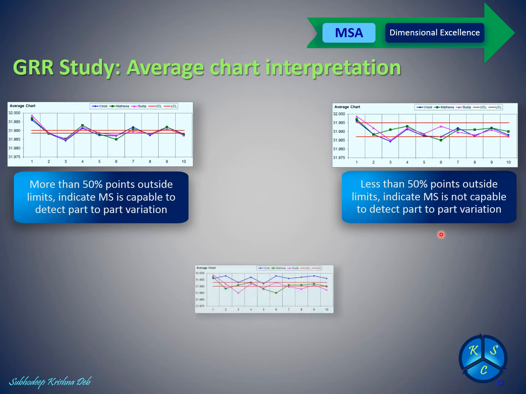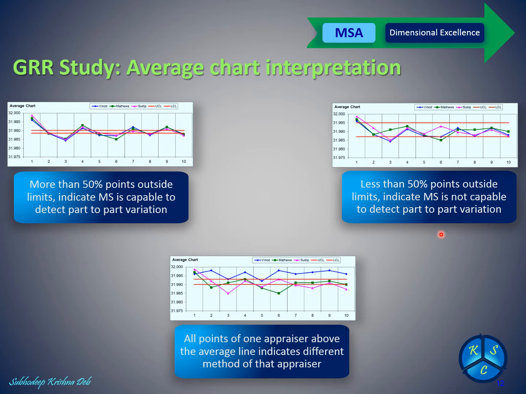Now this is the third case where all points of one appraiser are above the average line, indicating a different method of the appraiser. See the blue line of Vinod here is out of the control limit. This indicates that that particular appraiser, in this case Vinod, has a different measurement process. So that needs to be standardized and the study needs to be performed again.